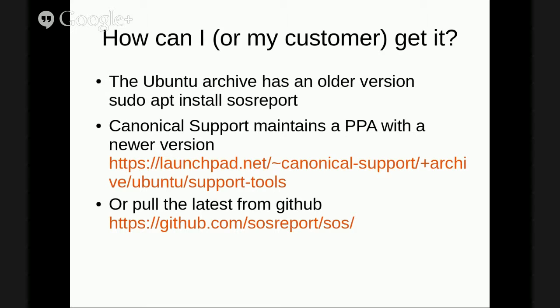On Ubuntu, there are 3 ways you can get it. If you want the latest, you can grab it from GitHub. Canonical support also maintains a PPA with usually a newer version than the archive. And of course, it's in the archive, and you can just sudo apt install sosreport.